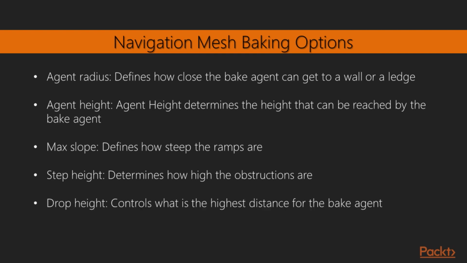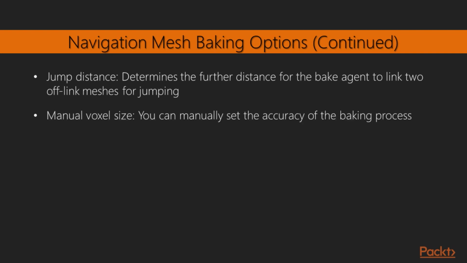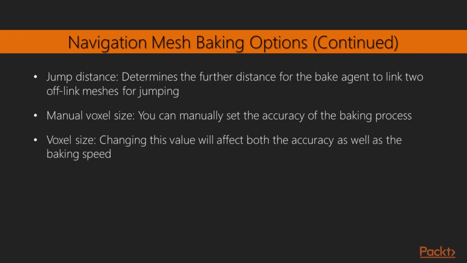Drop height. This parameter controls the highest distance for the bake agent to link two off-mesh links for dropping. Jump distance. This determines the furthest distance for the bake agent to link two off-mesh links for jumping. Manual voxel size. By enabling this option, you can manually set the accuracy of the baking process by changing the voxel size. Voxel size. The default setting results in 3 voxels per agent radius, which means the whole agent width is 6 voxels. Changing this value will affect both the accuracy as well as the baking speed.